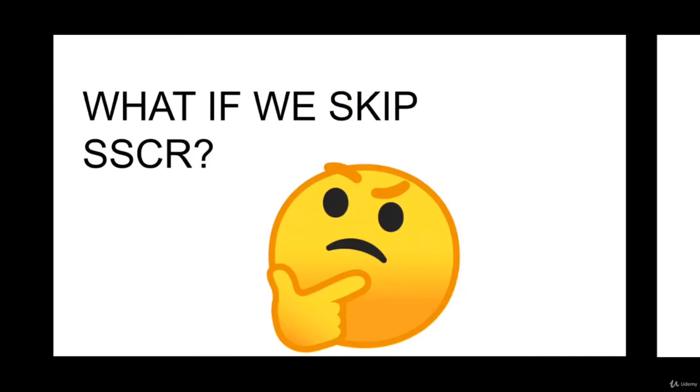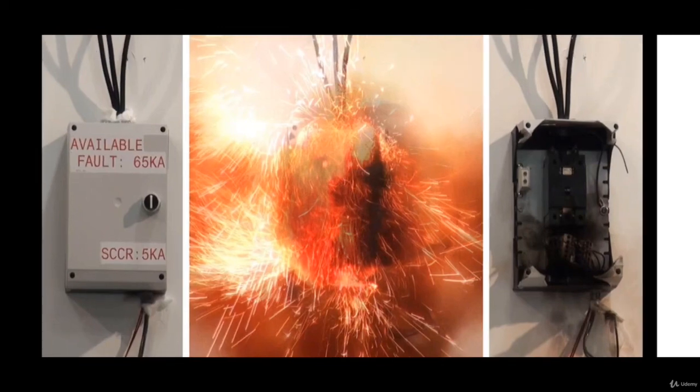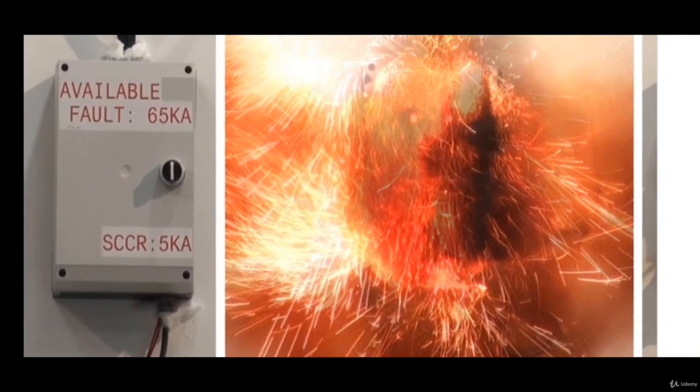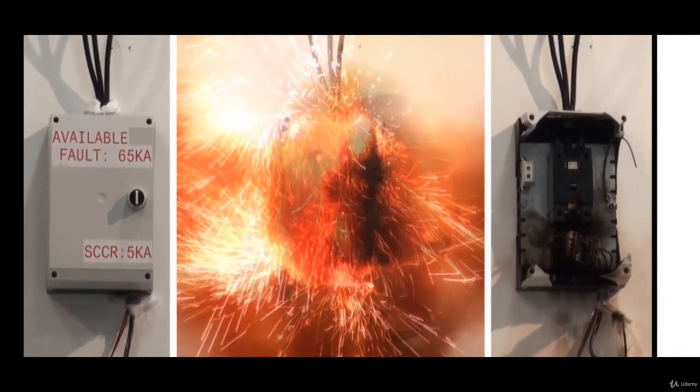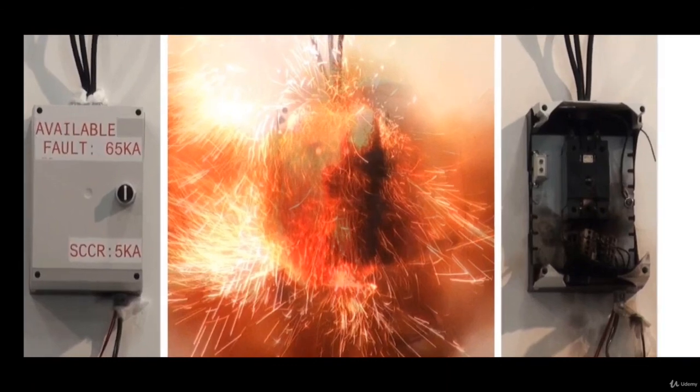So the next question is, what will happen if we skip the SSCR value? This will happen to your whole industrial control panel. It will burn out, because when a short circuit occurs or any fire hazard develops, it is going to burn out. As you can see, the SSCR value is 5k, and the current increased a lot. The value is 65k, it is increasing more than that, so it burns out.